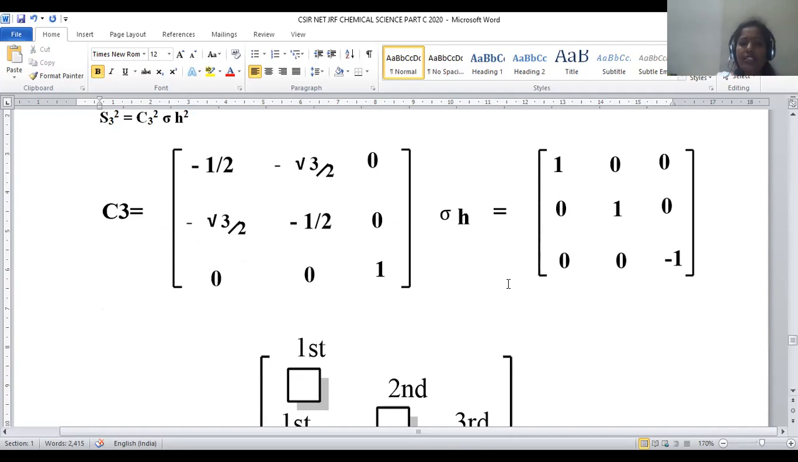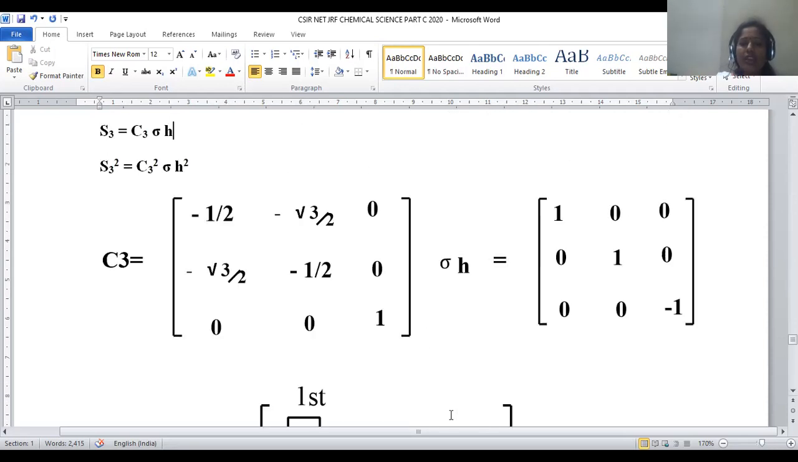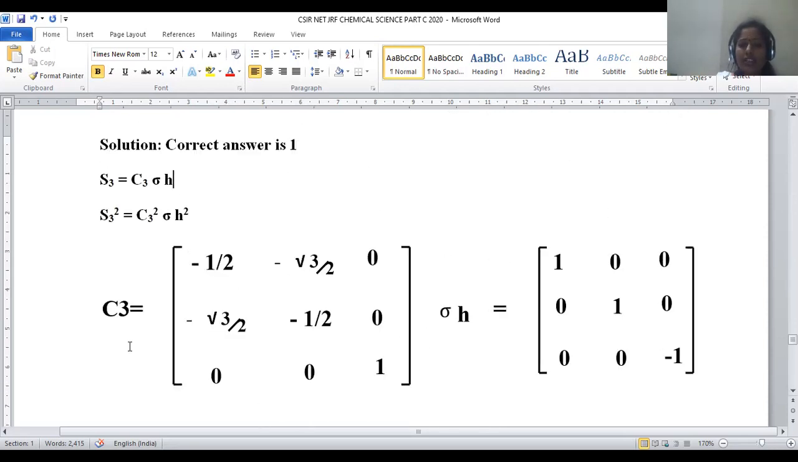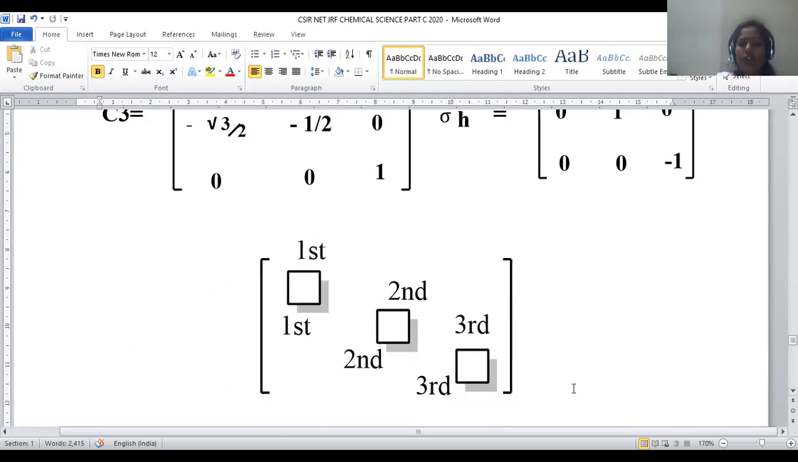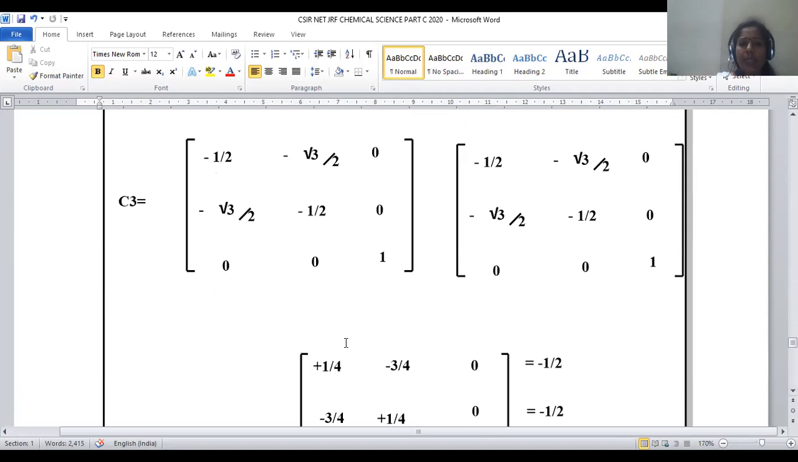How can we go with its multiplication? The pattern will be: the first term should be multiplied with the first row, the second term with the second row, the third term with the third row. This is about the order of multiplication. Let us see how it will be done.